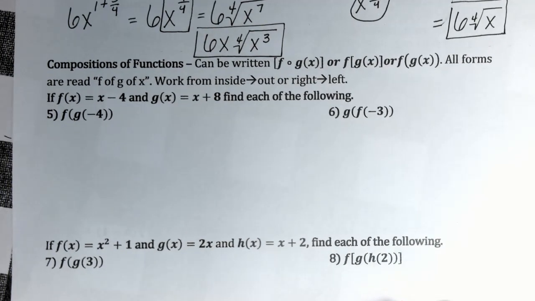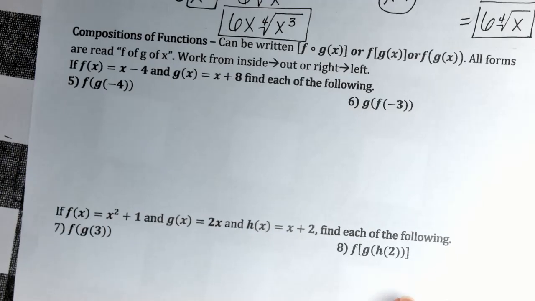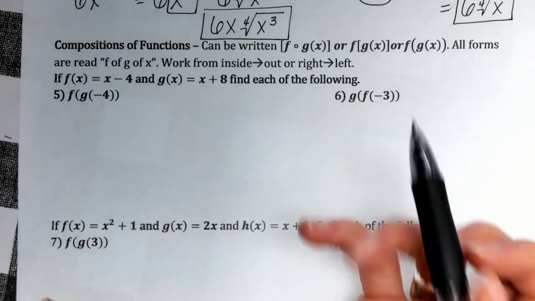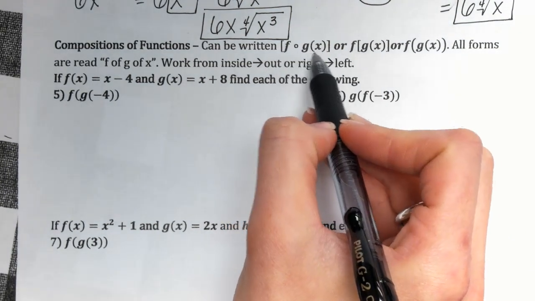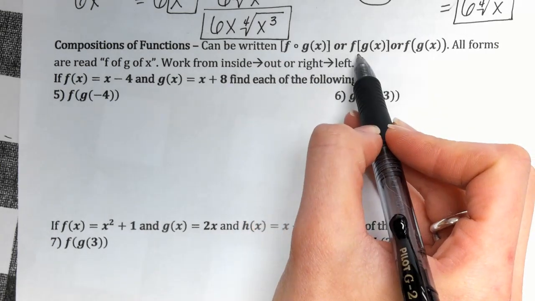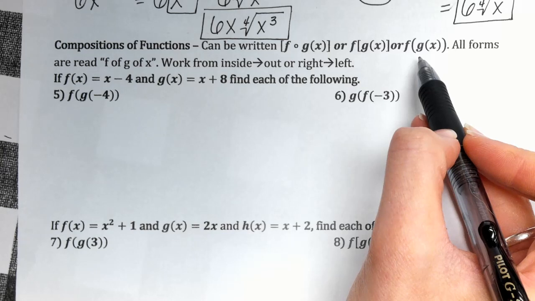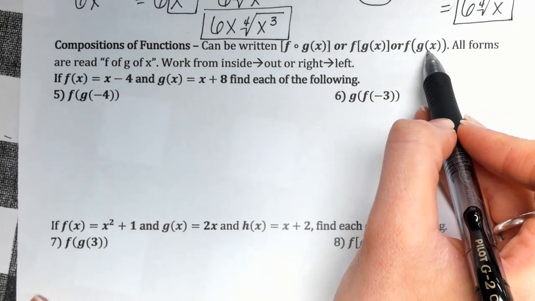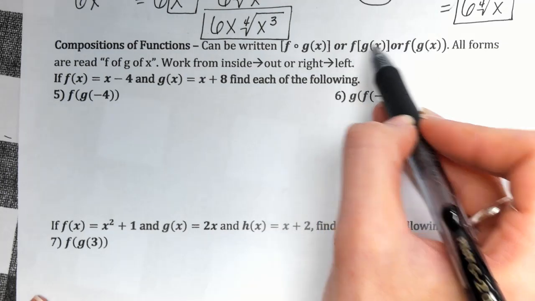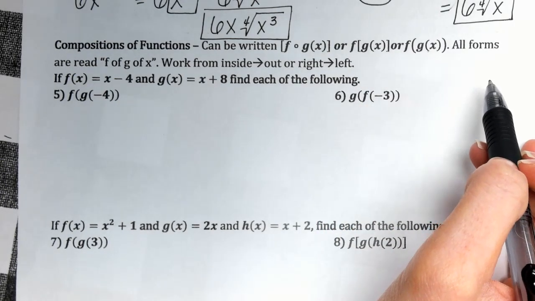Okay, compositions of functions. They can be written different ways. It can look like this, and it's read f of g of x, or this, which is still f of g of x. It's read the same way, it's just written different ways, okay? All of that, you're working inside outward, okay? So, compositions of functions, composite functions, it's all the same thing, okay?